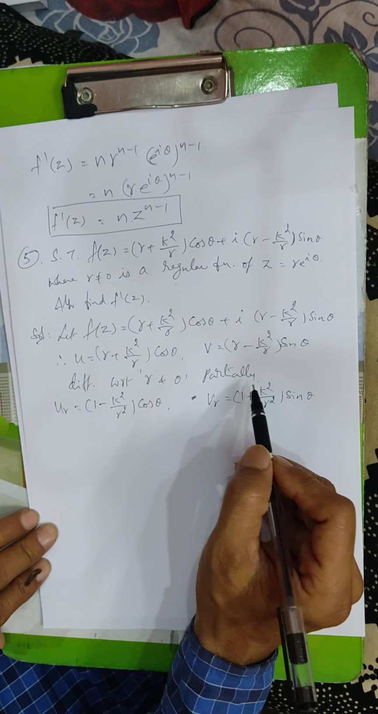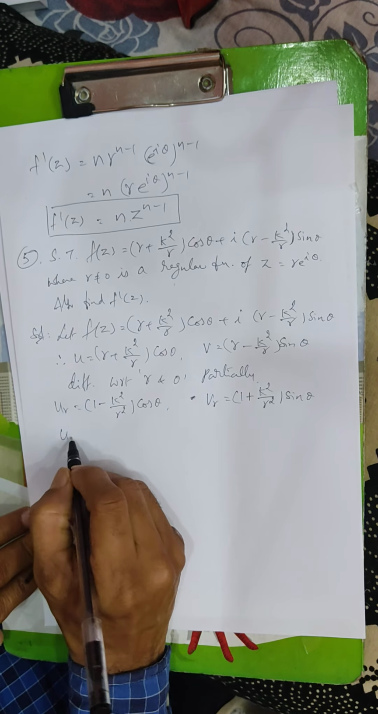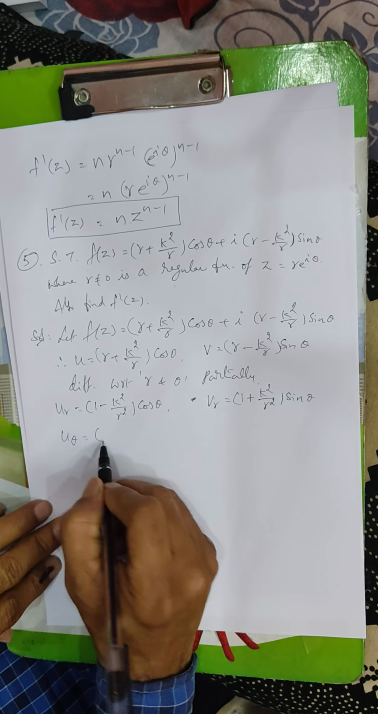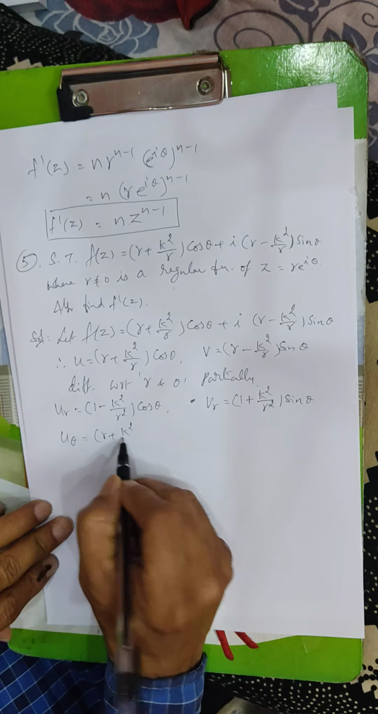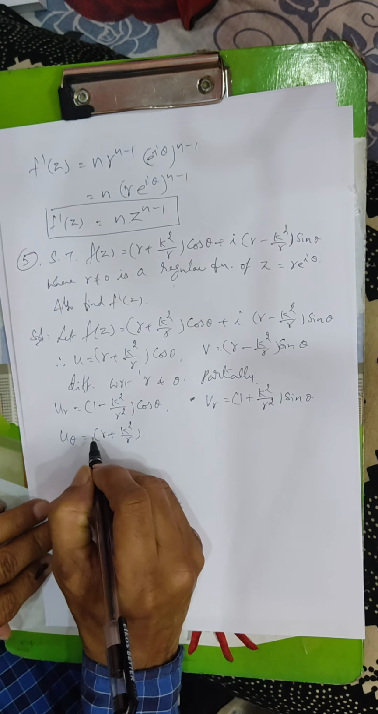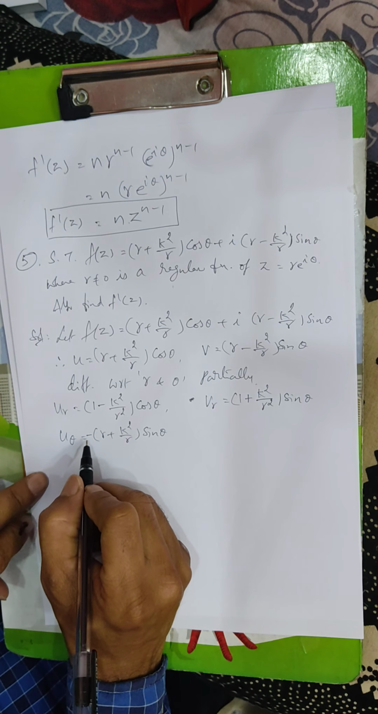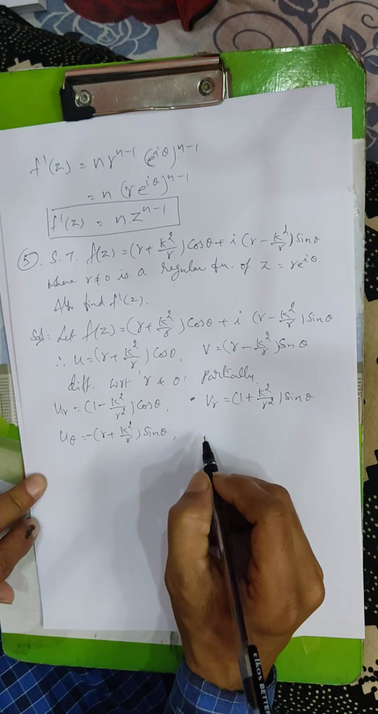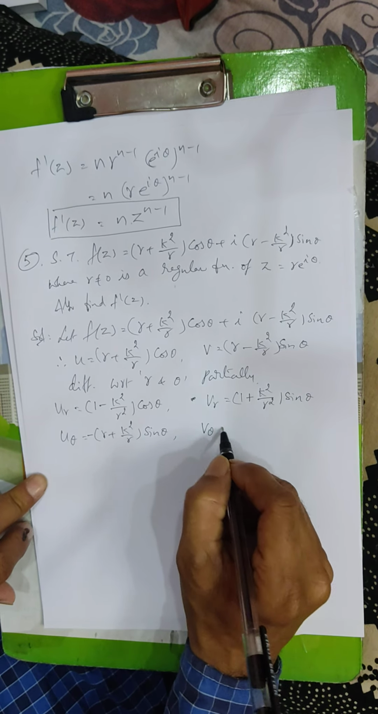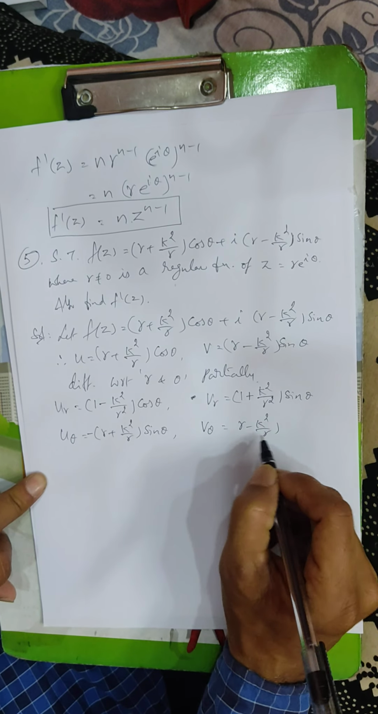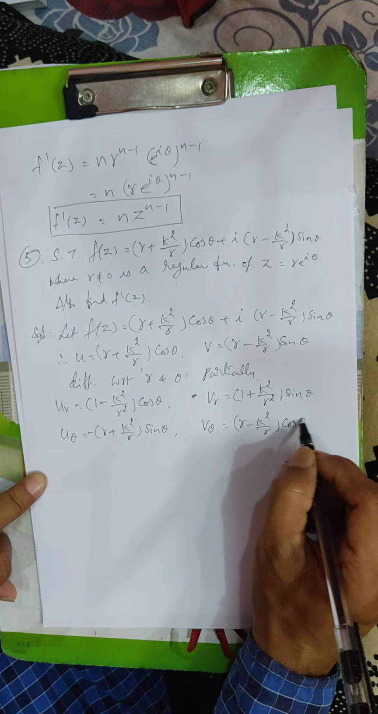Then let us differentiate with respect to theta. u theta is equal to, now r plus k square by r is constant. Derivative of cos theta is minus sin theta. So I'll write minus in the beginning, then sin theta. Similarly, v theta is equal to, r minus k square by r is constant. Derivative of sin theta is cos theta.